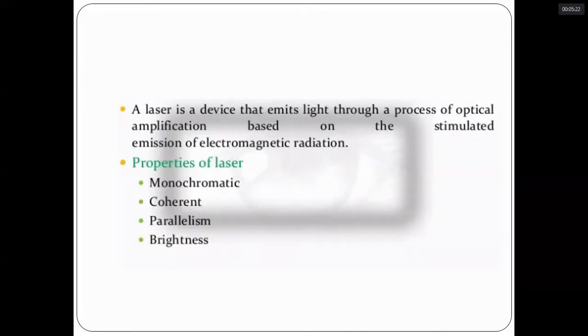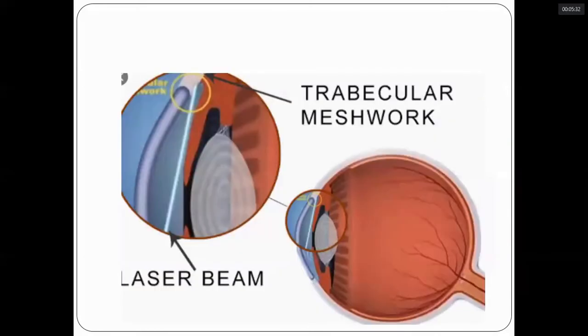So there are different properties of the laser which you already know: monochromatic, coherent, parallelism, and brightness. And over this is the trabecular meshwork, where the beam of light is thrown and it acts over here. So I just want to show you the picture.